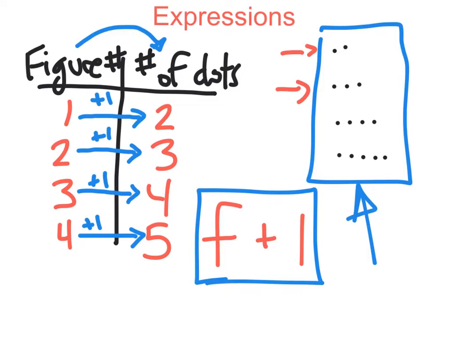So if I asked you, well, what about figure 5? How many dots will that have? You could probably tell me that figure 5 will have 6 dots, because the figure number plus 1, 5 plus 1, equals the number of dots. Let's do another example.